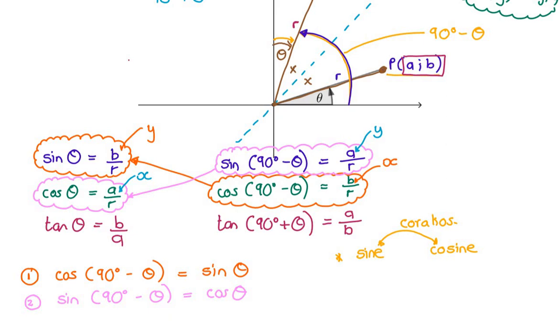Now I just want to pause and have a look at tan of 90 plus theta. So tan of 90 plus theta is a over b, and tan of theta is b over a. So there's a relationship in that the one is the other flipped, which makes complete sense. Now we no longer study the other ratios, which are called sec, cosec, and cot. But actually tan has its relationship with its co-ratio, which is actually called cot.